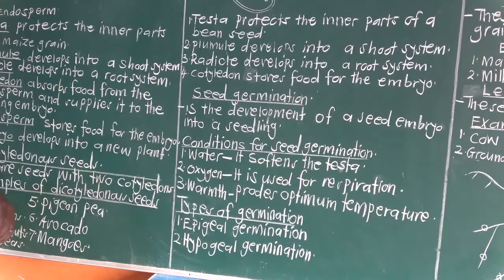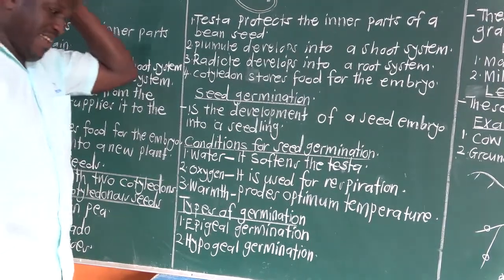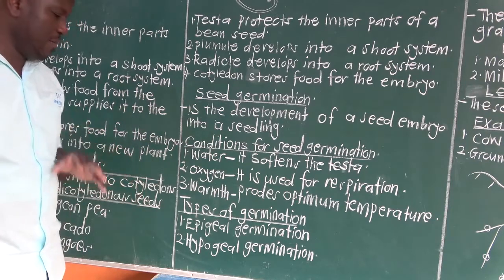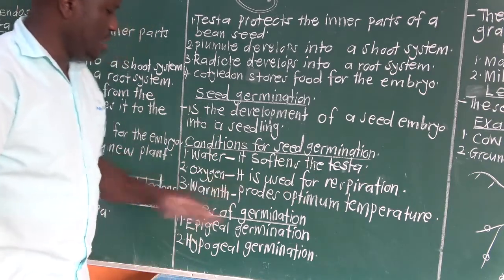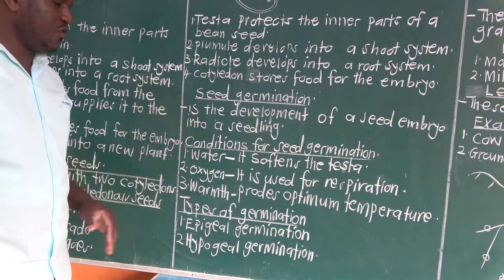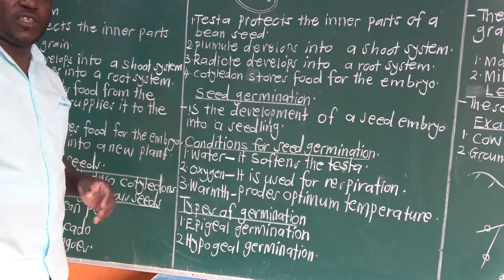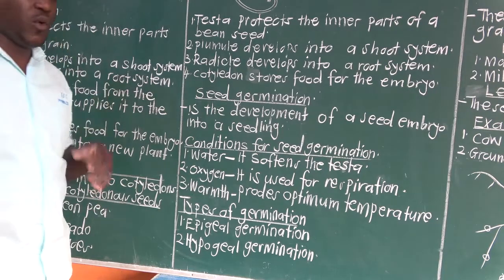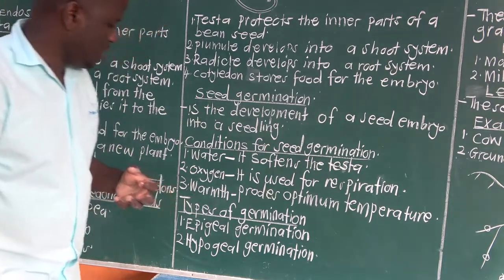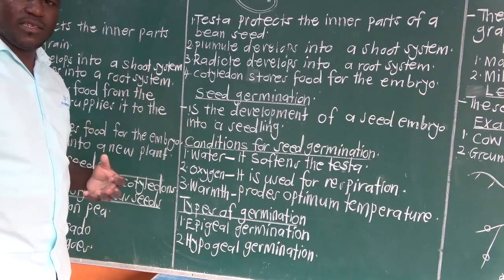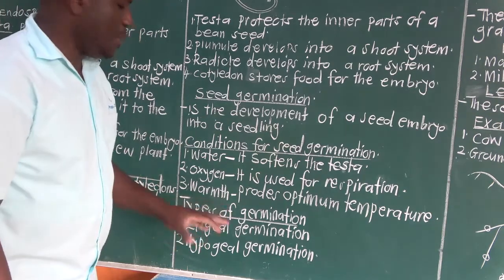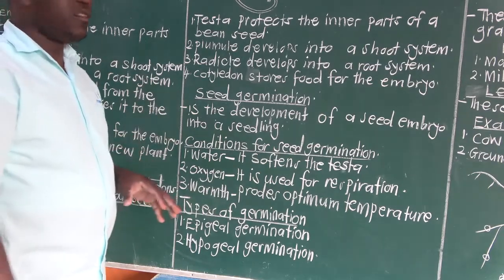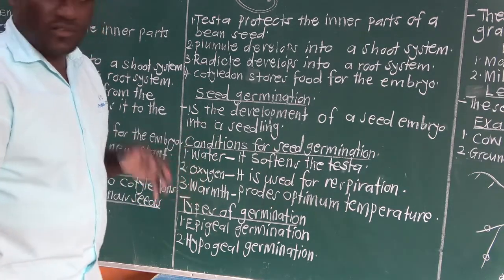Next, we look at types of germination. We have two types of germination. One is called epigeal germination, and two, we have hypogeal germination. Now, epigeal germination is the type of germination where the cotyledons come outside the soil.